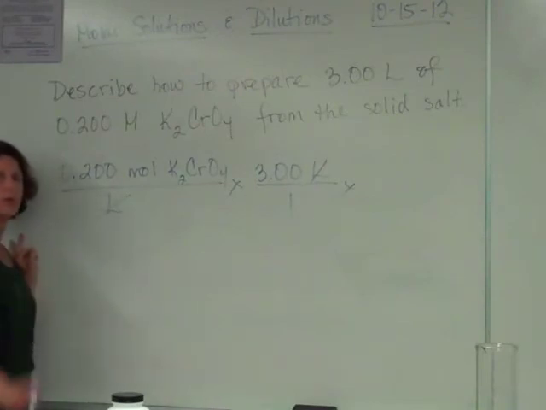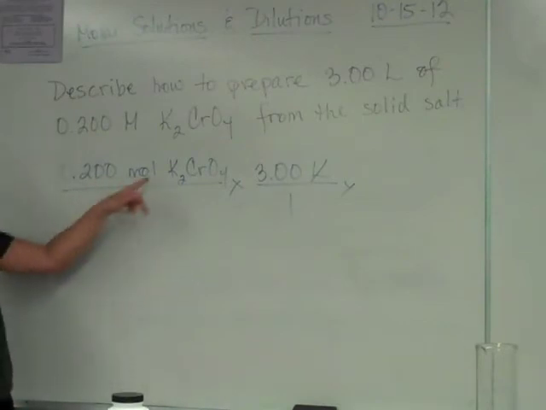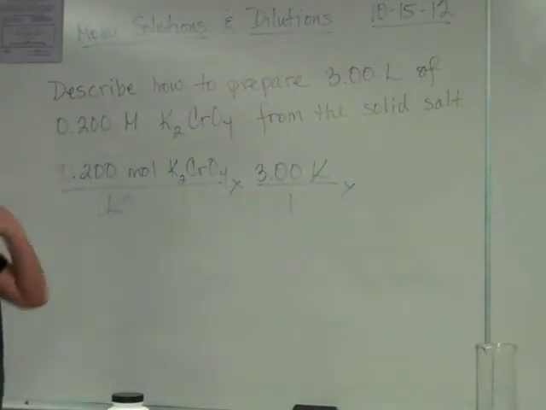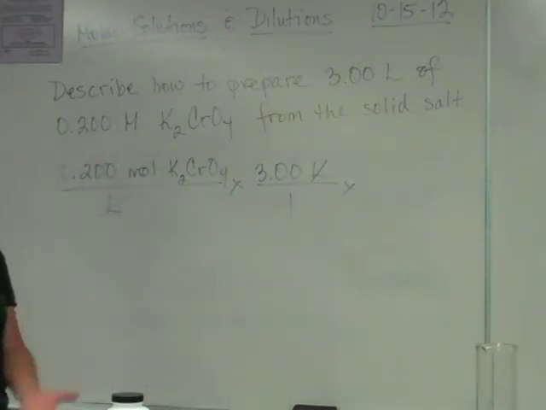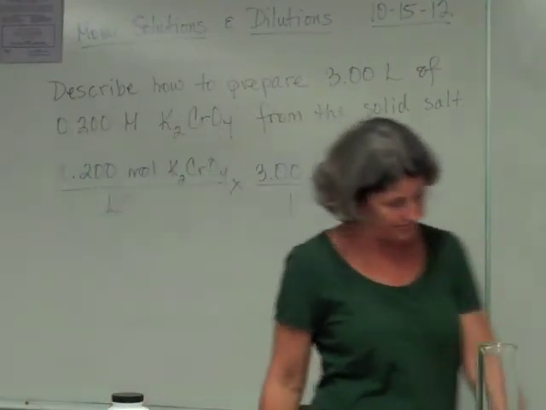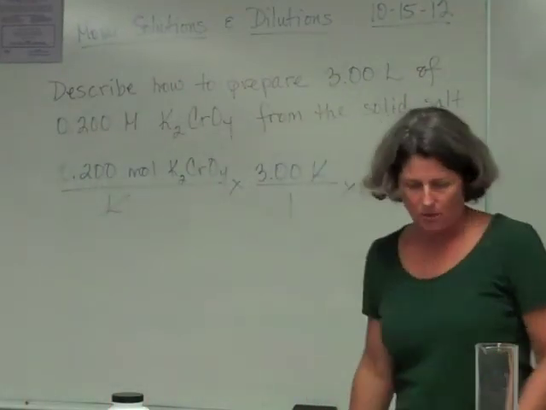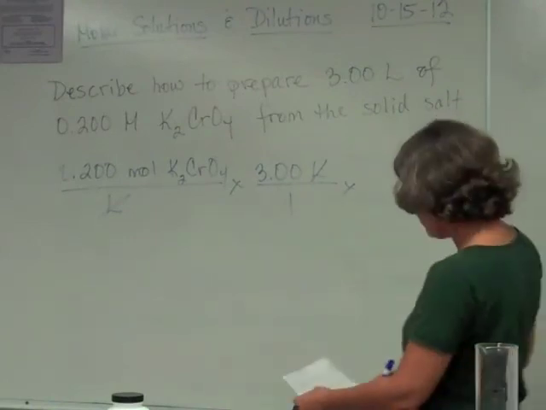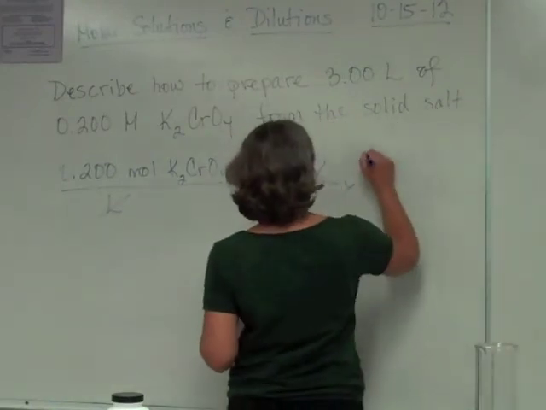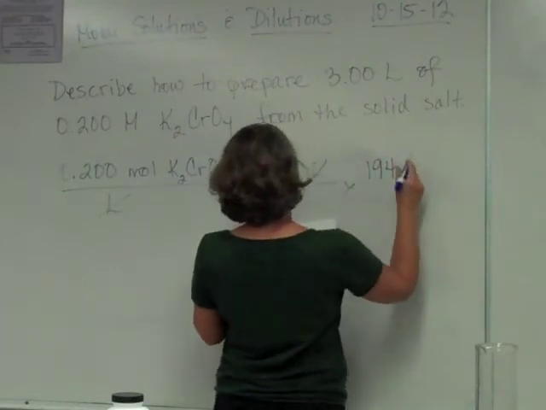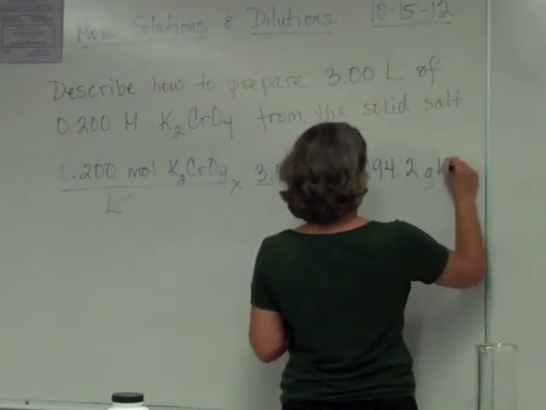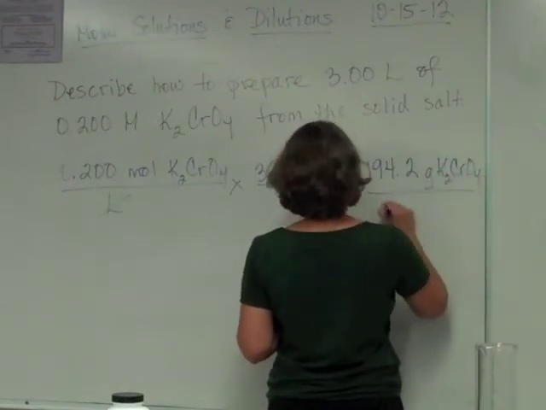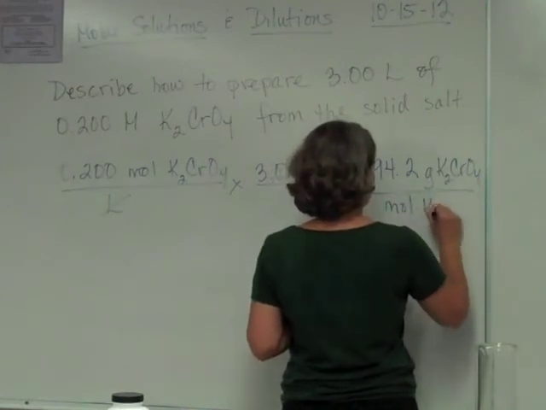To count out moles, what am I going to do? I'm going to weigh it on a scale, measure it on a balance. And so I need the molar mass of potassium chromate to convert from moles to grams, because it's grams that I can measure on a scale. The molar mass of potassium chromate is 194.2 grams of K2CrO4 per mole of K2CrO4.